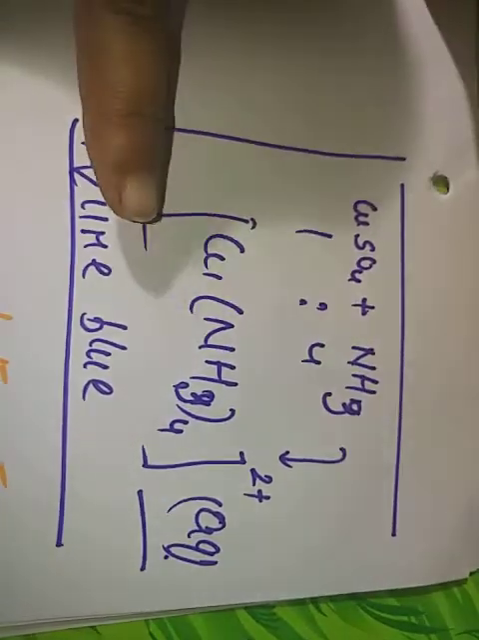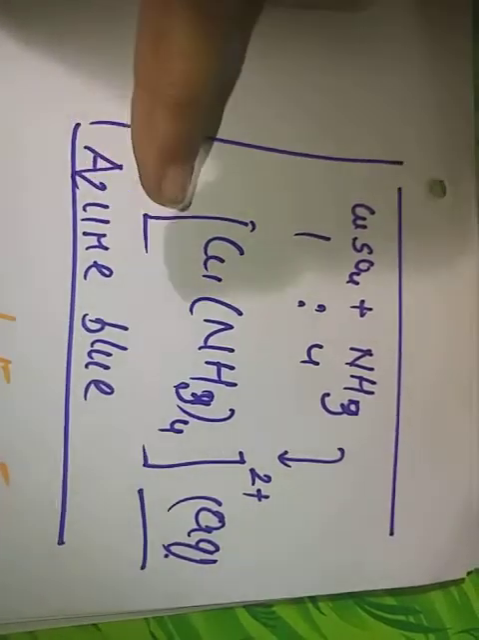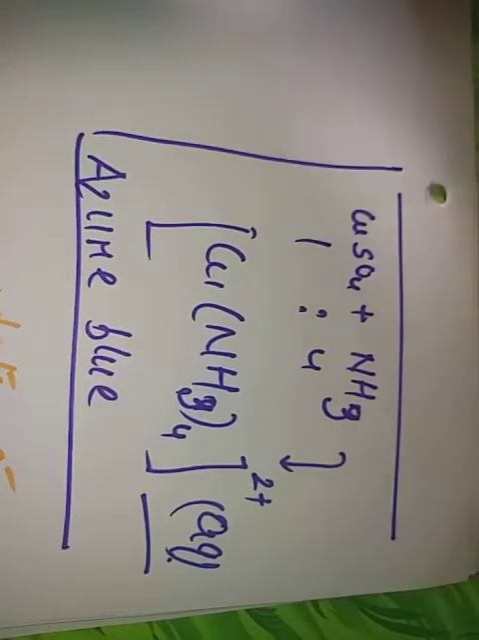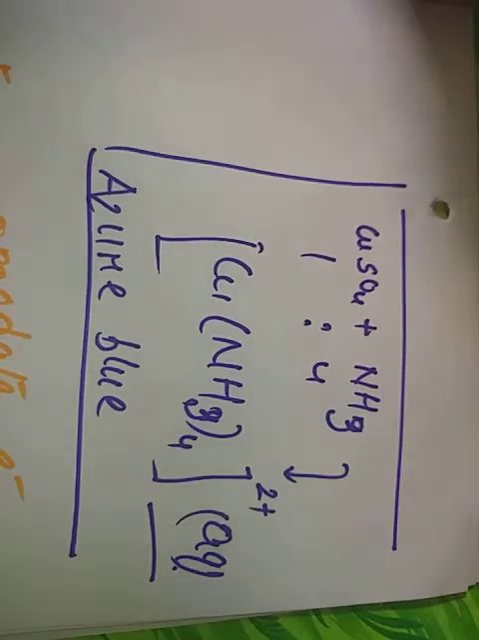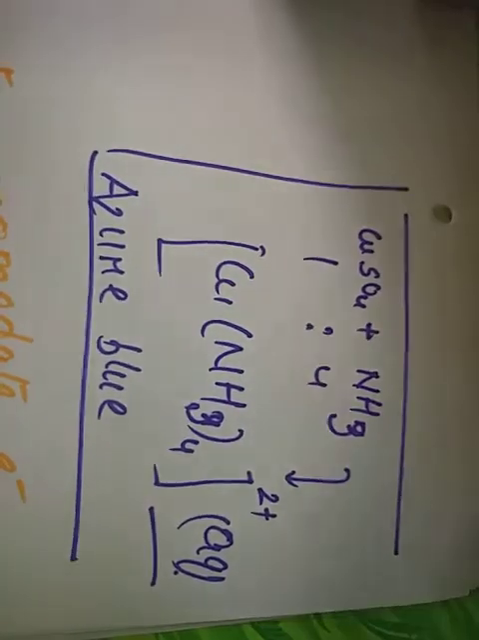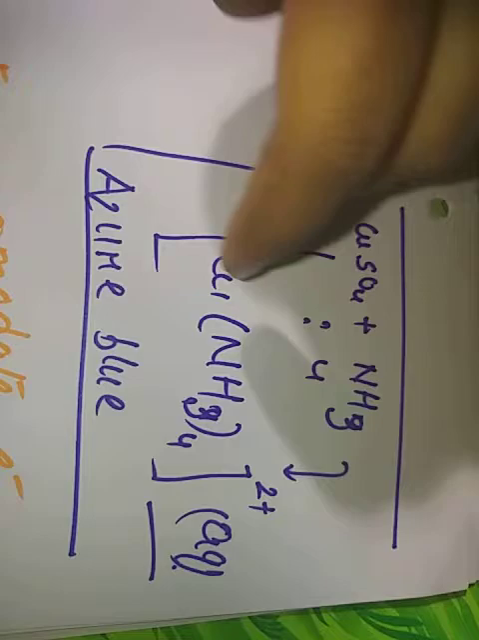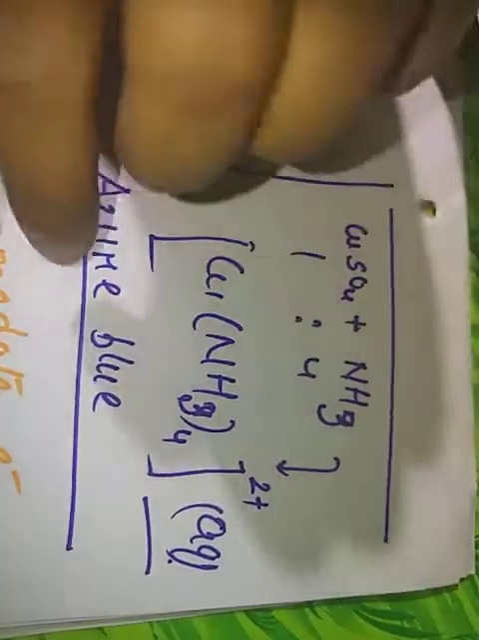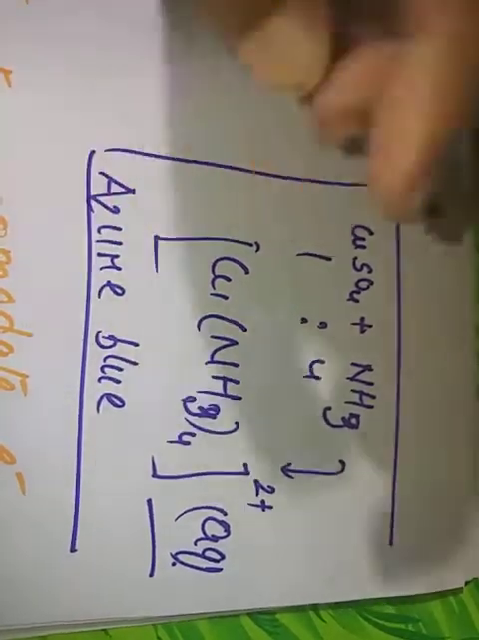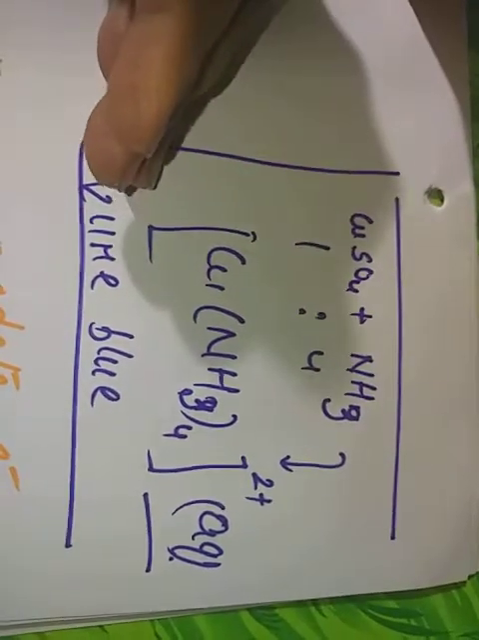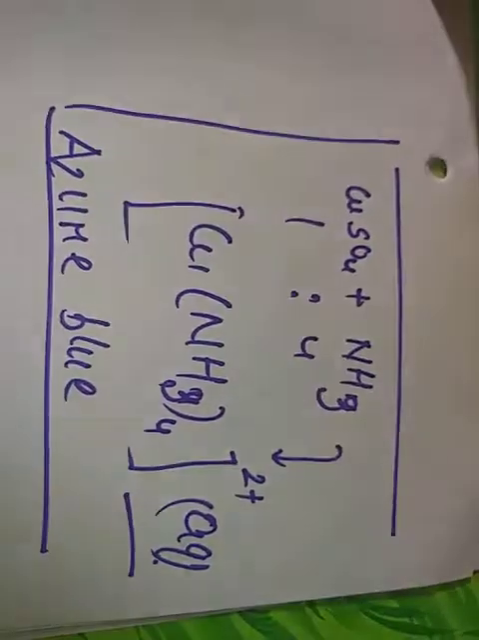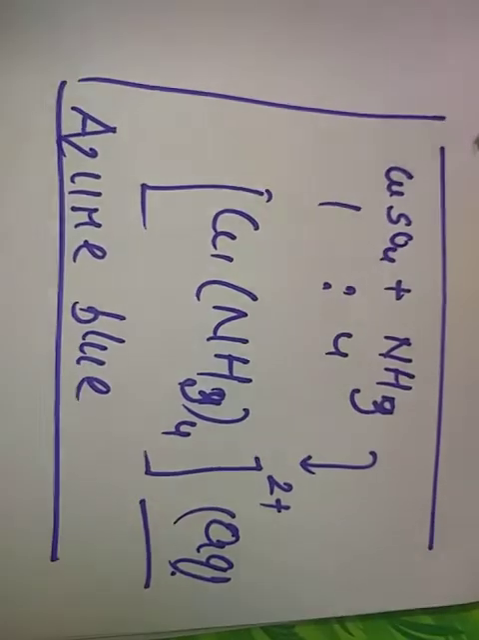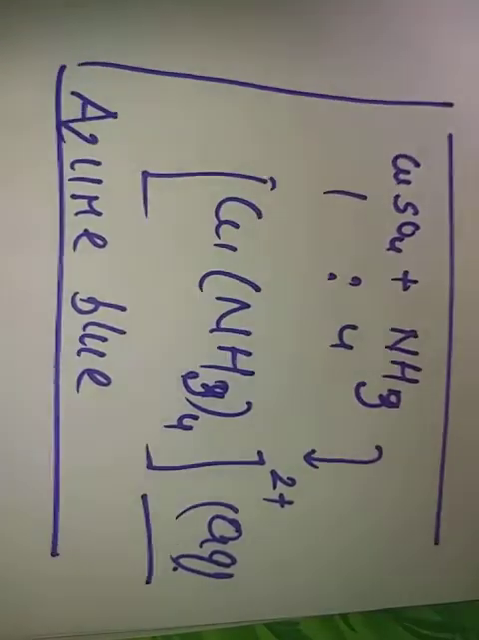Excess ammonia makes the precipitate soluble, and that is due to one more point: all ionic coordination compounds or complexes are soluble in water. So this forms the ionic complex, and that makes the precipitate soluble. This color is azure blue. All that points to why the solutions are colored, and why most of the ionic complexes are soluble in water. All these we will see in detail later on.